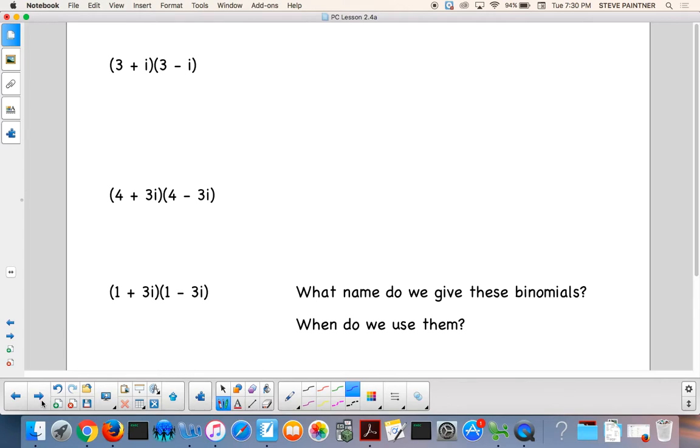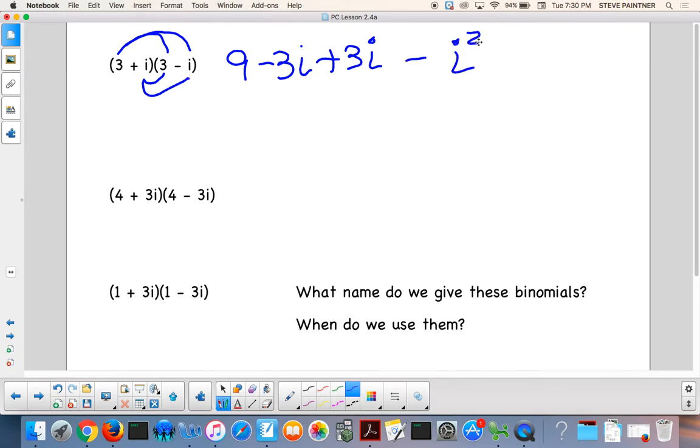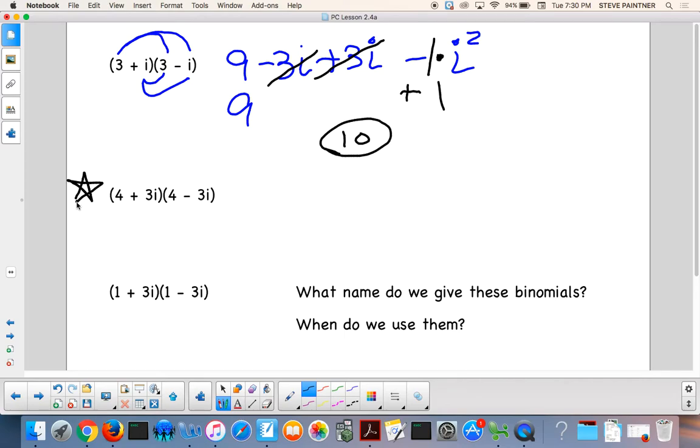Let's see here. This is, okay, 3 plus i times 3 minus i. Watch what happens here. 3 times 3, 9. 3 times negative i, negative 3i. Inside is 3i. Last times last is negative i squared. Well, you got a 9, and you've got negative 1 times negative 1, which is positive 1. This and this are opposites, so you get 9 plus 1. The answer is 10. Okay? You should try this one. Shut the video off and just see if you get it right.